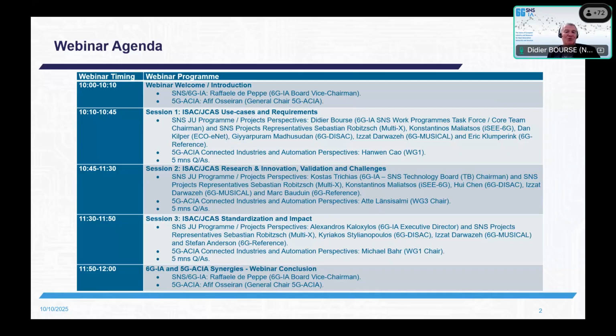Then we will come to the conclusion, last thoughts with Raffaele and Afif, concluding and opening the perspective on ISAC and JCAS, and also for the next interaction and possible synergies between SNS 6G-IA and 5G-ACIA in 2026 and beyond. There are a lot of opportunities ahead.